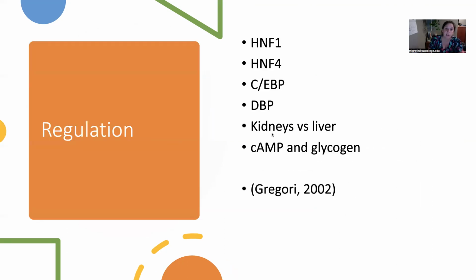All right, so regulation of this aldolase. There are a few different factors that regulate it. You have HNF1, HNF4, C/EBP, DBP. The tissue-specific transcription of the aldolase B gene is governed by a short promoter, which is stimulated by an intronic enhancer. So both the aldolase B gene promoter and enhancer fragments contain HNF1 and HNF4 binding sites. In addition to this, a binding site for C/EBP is present in the promoter.